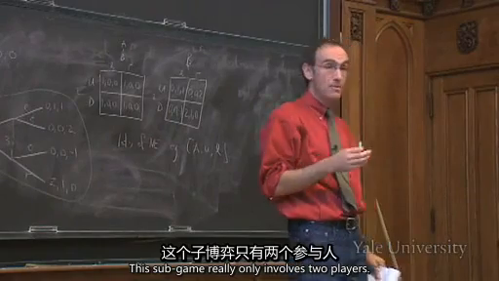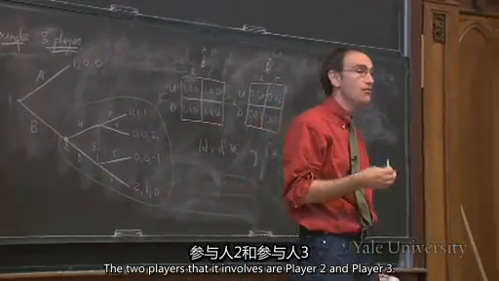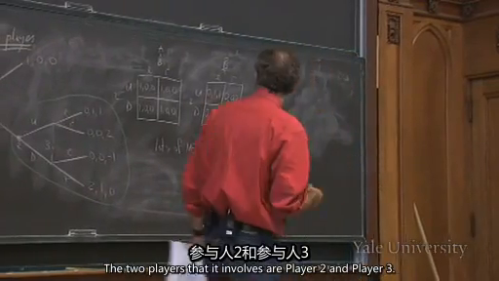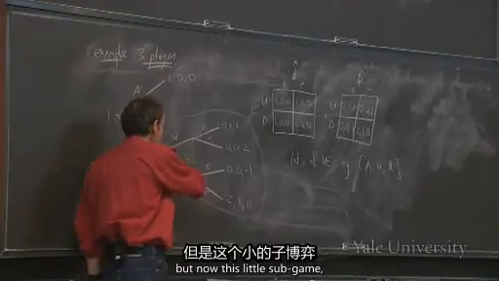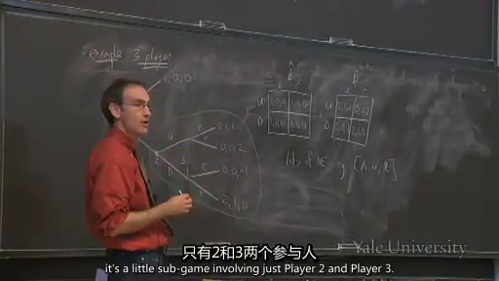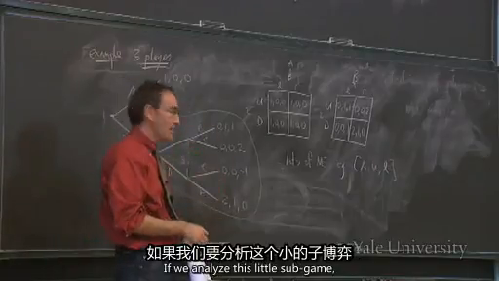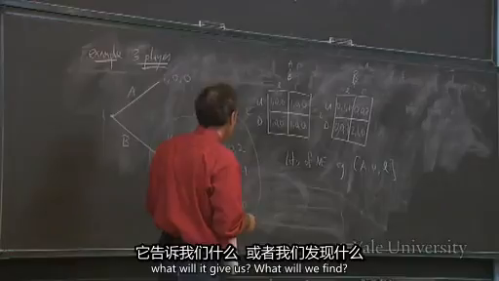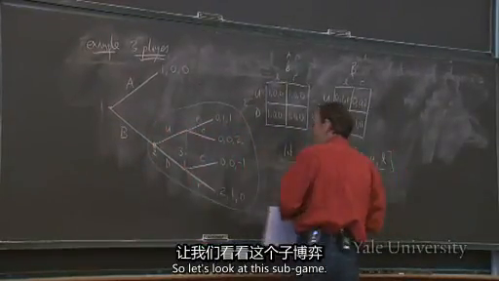And this sub-game really only involves 2 players. The 2 players that it involves are player 2 and player 3. Player 1's done. Player 1's put us into this game. But now it's a little sub-game involving just player 2 and player 3. So we can analyze this little sub-game. If we analyze this little sub-game, what will it give us? What will we find? All right? So let's look at this sub-game.